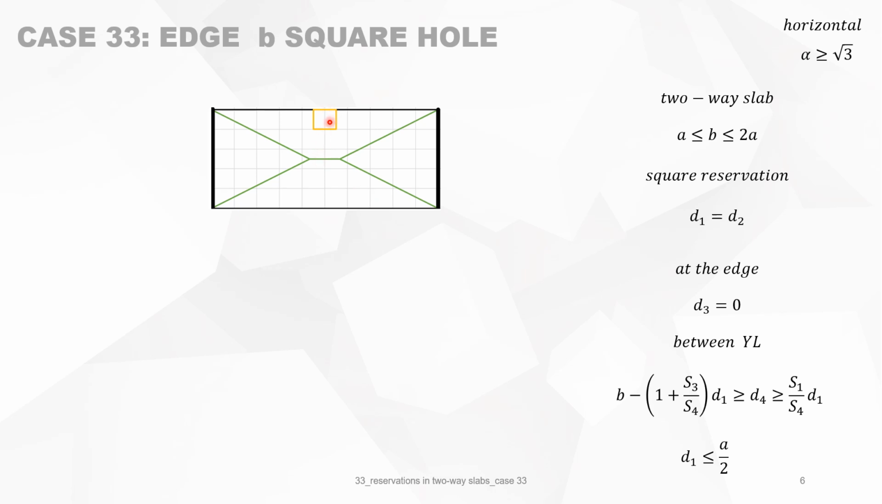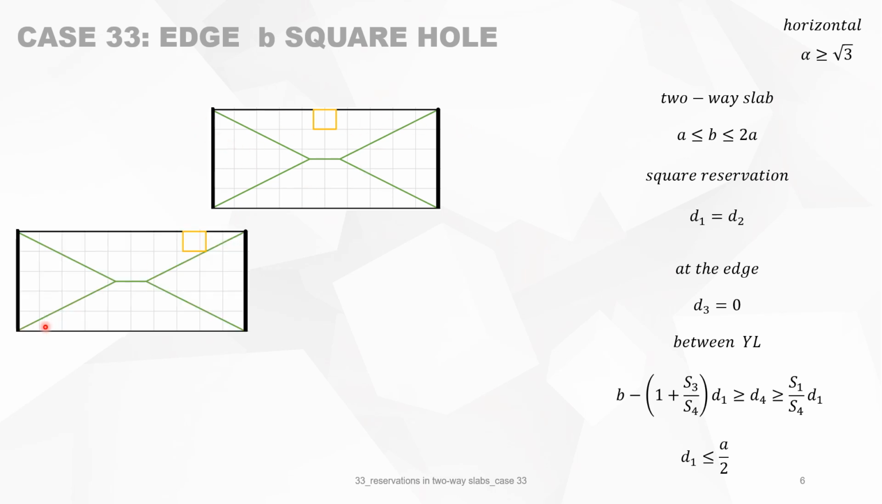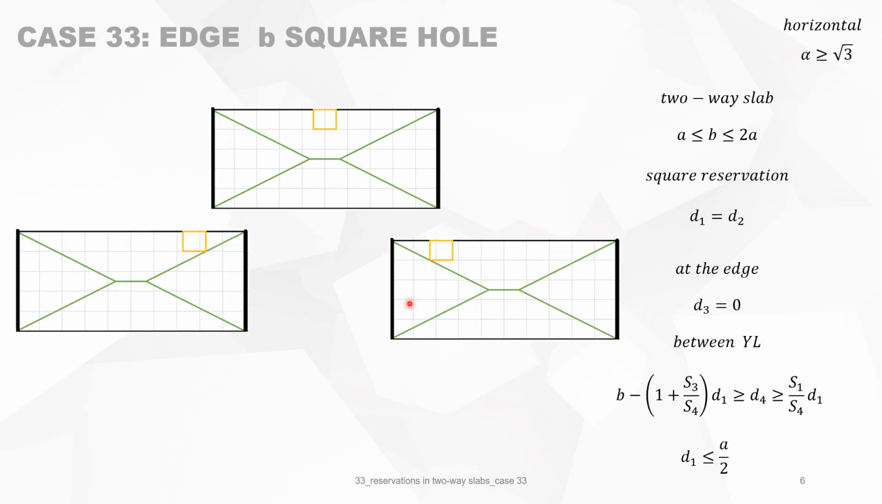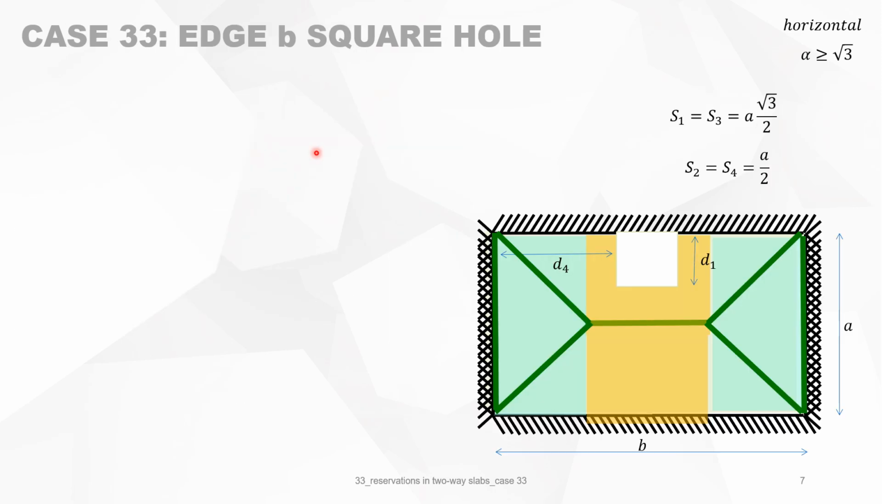Of course, D1, the size of the reservation, will be smaller than A over 2. To visualize it, then you have this on the right-hand side or the left-hand side. And D4 is this distance from there to there, and those are the two limits, depending on the size B, of course. And these are the values of S1, S2, S3, and S4. Values of the S parameter.